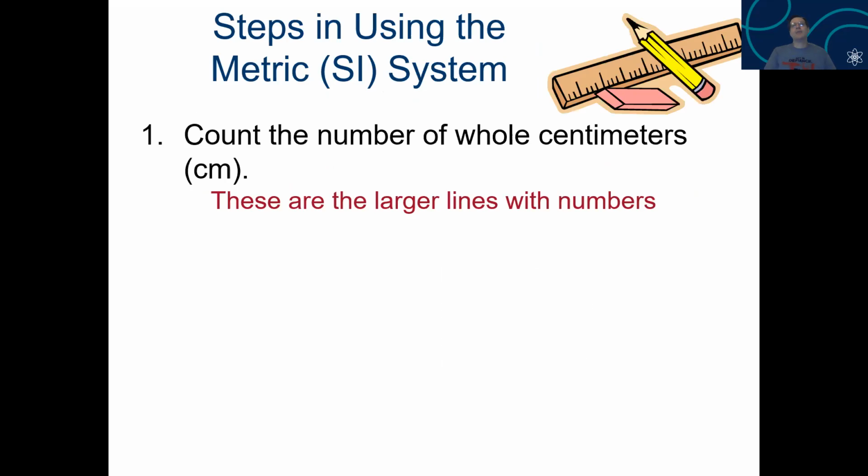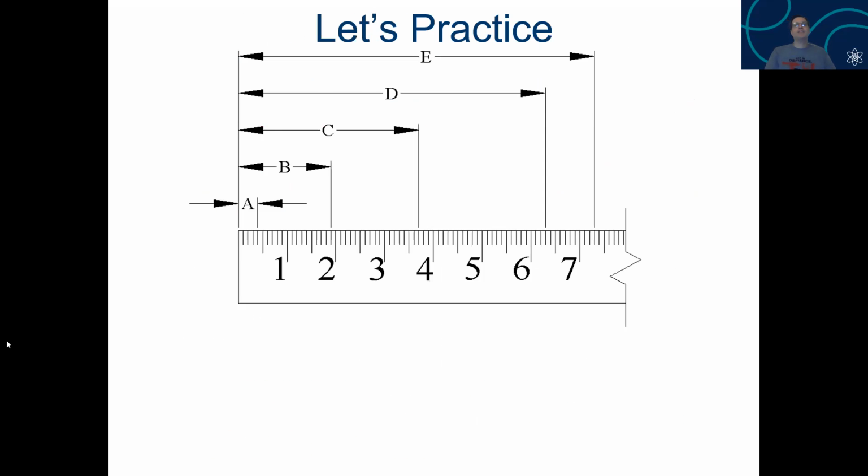If I go through here, you just go through and count the lines. This one here is 1.9 centimeters because it's after the 1. It's the number right before the 2. It's decimals, so that means 0.9.